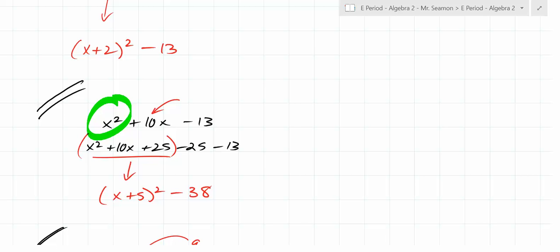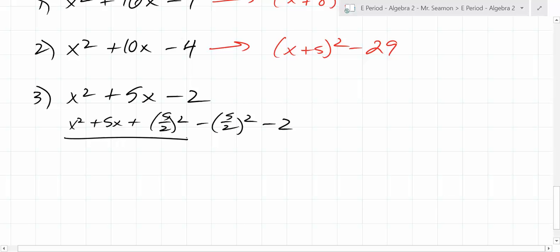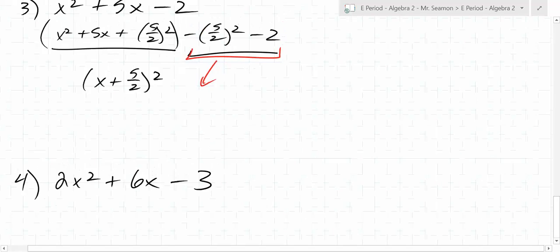Absolutely. Okay, sit down. On this one right here, it's going to be x squared plus 5x plus 5 over 2 squared minus what? Minus 2. So what does this factor into right there? X plus 5 over 2 squared, and then you have to simplify this fraction right there. And then there's another one on the side.